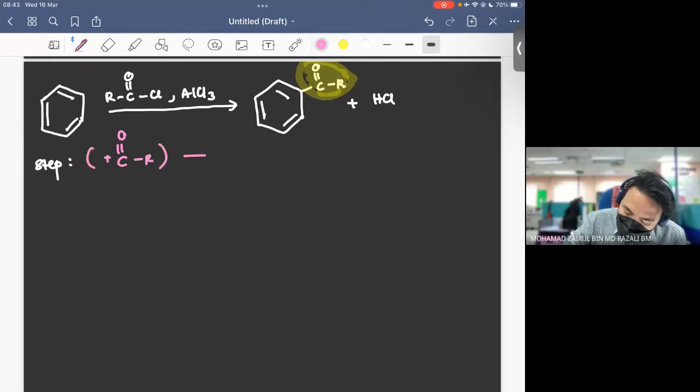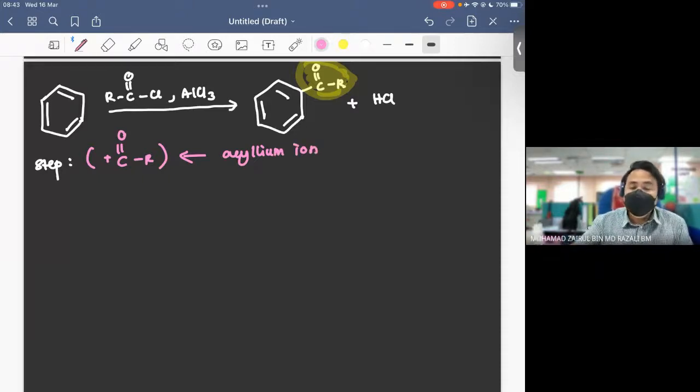Ini kita panggil dia sebagai acylium ion. Kita nak hasilkan produk. Ini bukan carboxyl ion, ini acylium ion. Kenapa dia bukan carboxyl ion? Sebab dia dah ada double bond. Kalau carboxyl ion, dia carbon tu positif, tapi semua single bond. Itu awak kena ingat. Beza carboxyl ion dengan yang carbon positif yang lain.